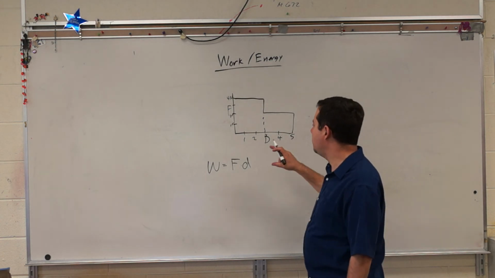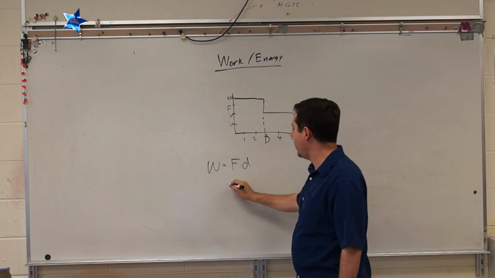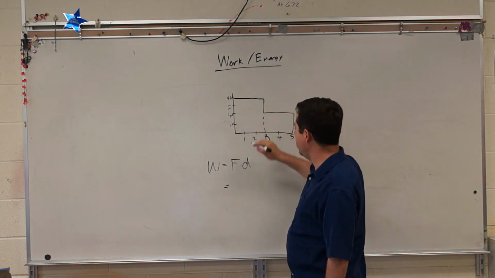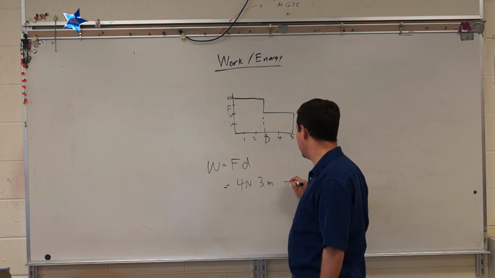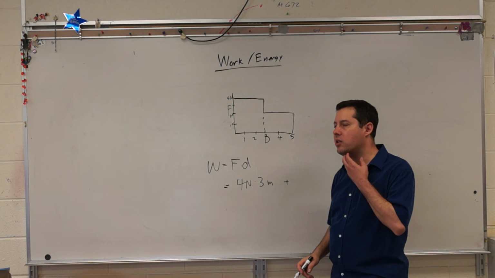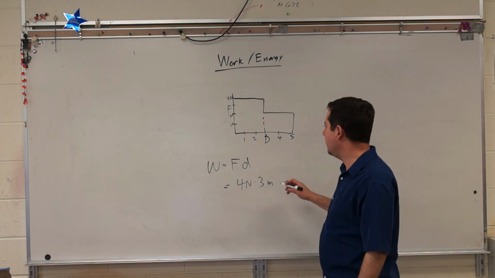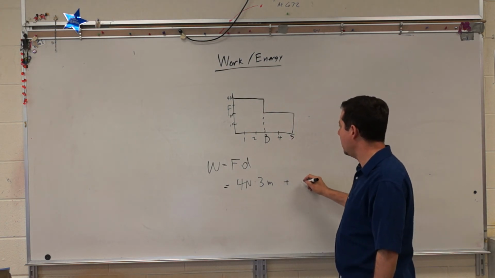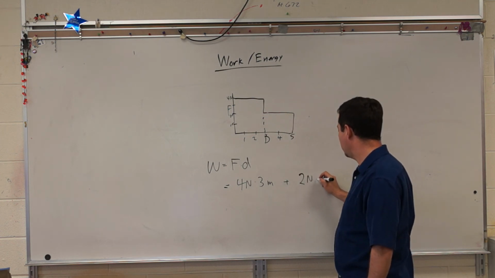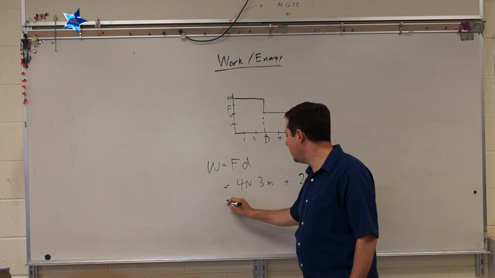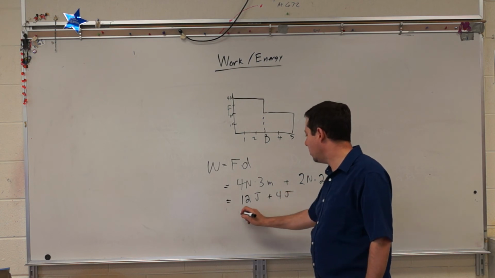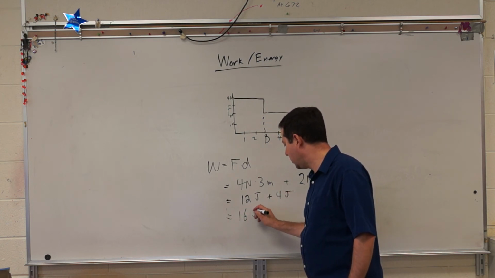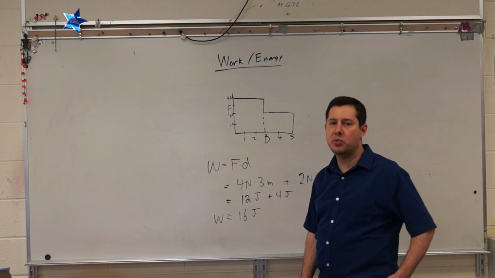You want to figure out how much work was done. It would be simply force times distance. So for the first 3 meters, you used a force of 4 newtons, and you moved it a distance of 3 meters. Keep in mind that these are scalar quantities, so you can just simply add them together. For the next 2 meters, you used a force of 2 newtons, and you moved it a distance of 2 meters. So the work done would be 12 joules plus 4 joules for a total of 16 joules. That's one way to break it down.